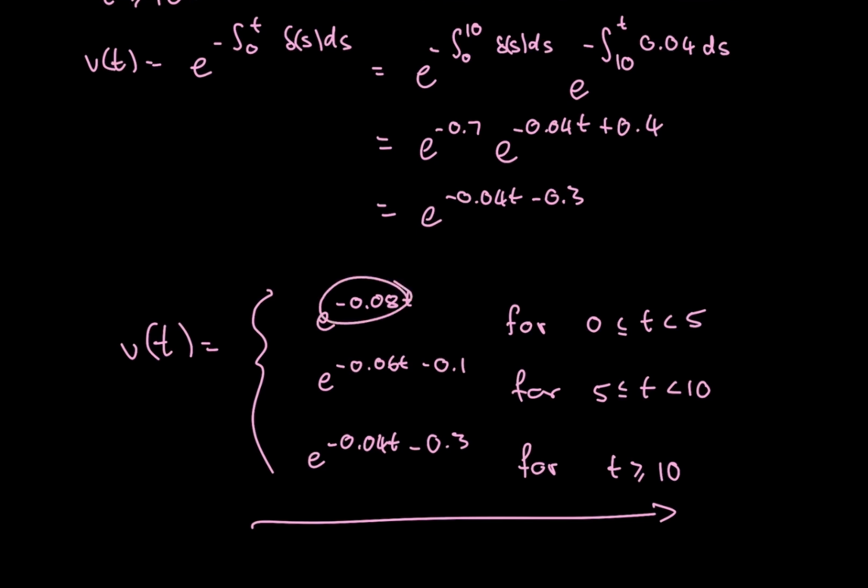Okay, so if you substitute 5 into that equation or that equation, you get the exact same number. So in here, we get e to the negative 0.4, and if we substitute 5 in here, we get e to the negative 0.3 minus 0.1, which is e to the negative 0.4 again. So those are the same, and you can check that that's the same for those two as well if you substitute in 10.